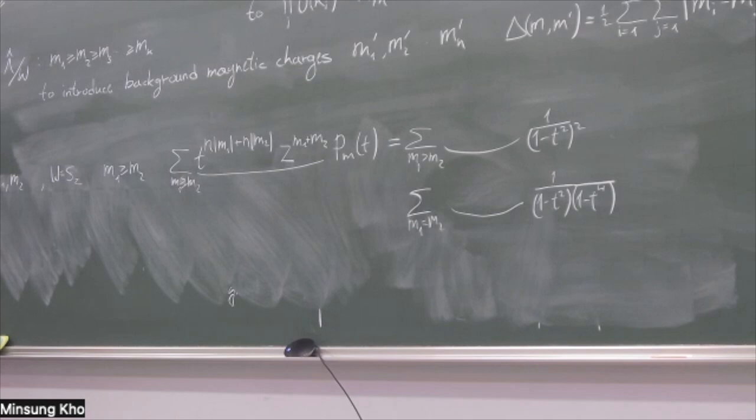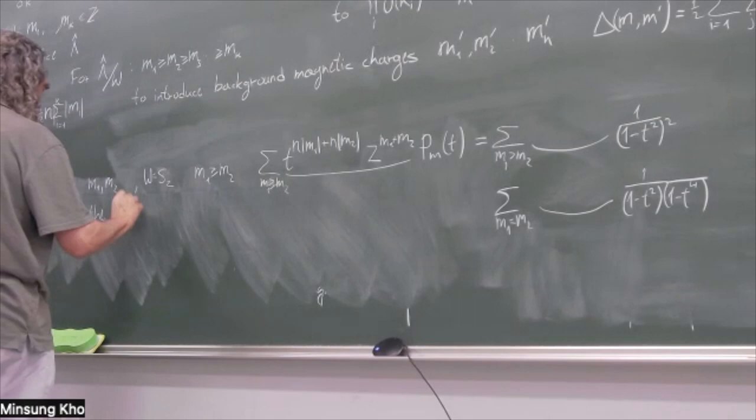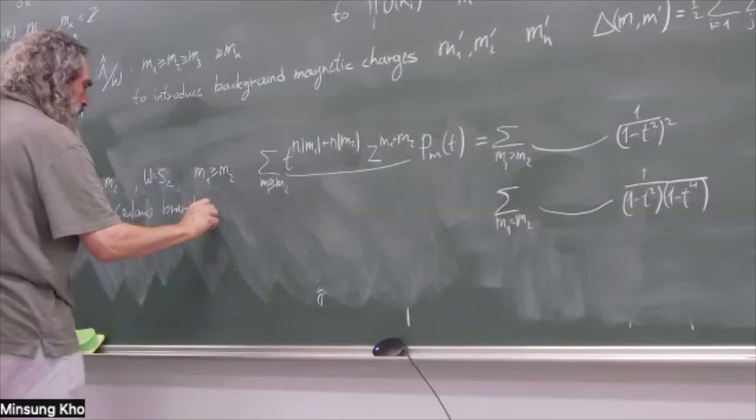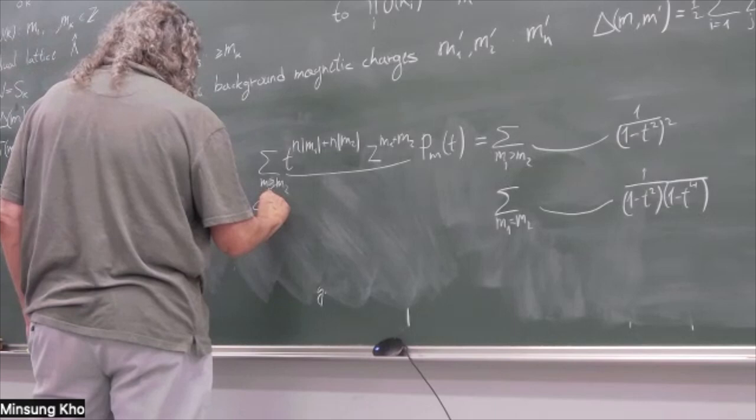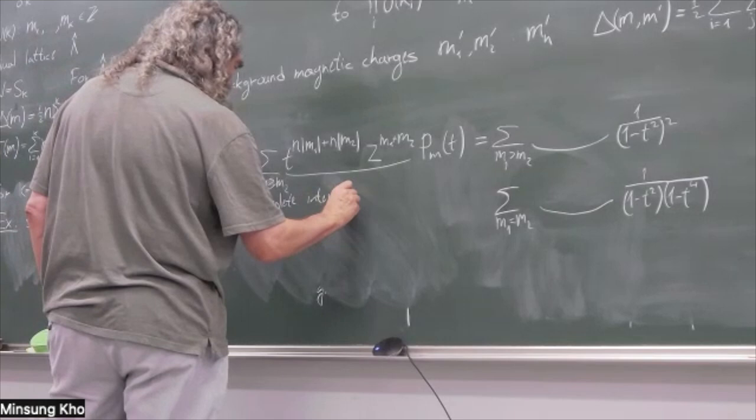Exercise. Show that the Coulomb branch is a complete intersection. So for M1 greater than M2, the group is U2. But for M2 greater than M1, it's U1 squared. But the other way around.